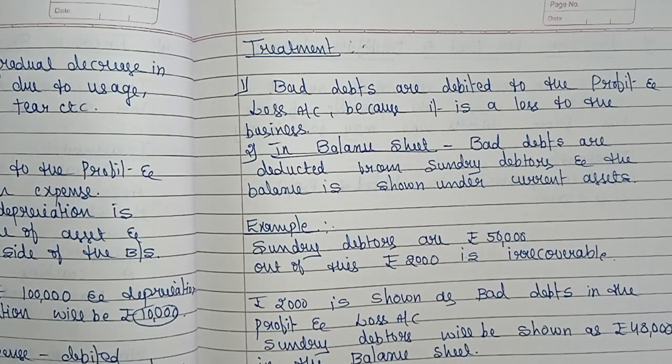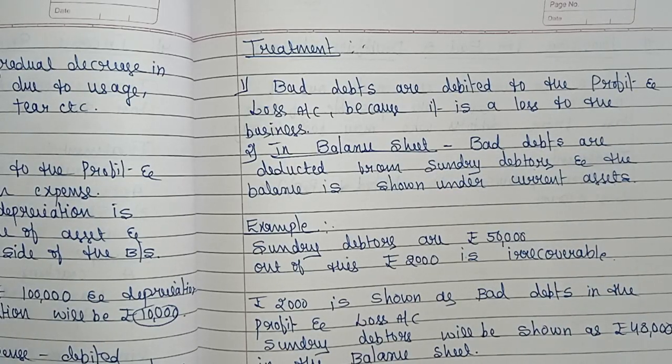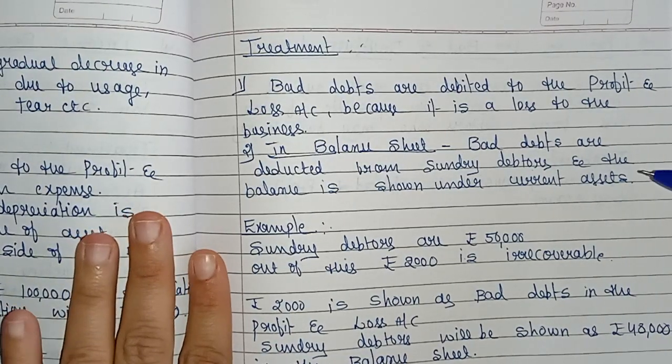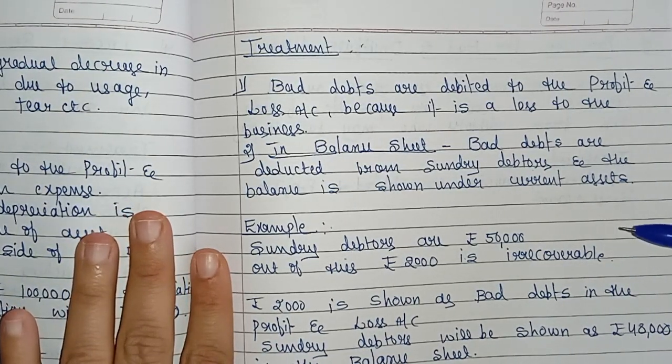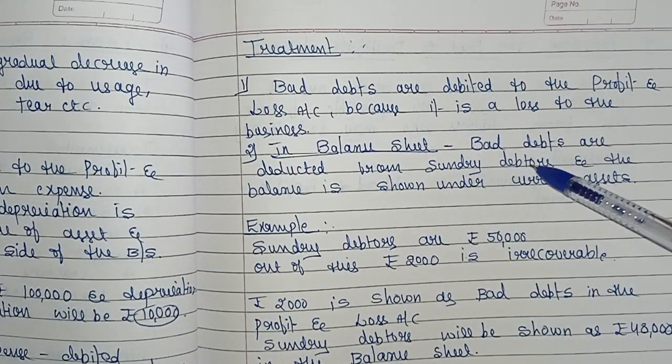But in the balance sheet, you should not directly write down the amount of bad debts. First, what we have to do is deduct the bad debts from sundry debtors, and the balance is shown under the current assets. Like depreciation, we deduct the depreciation from fixed assets in the balance sheet. Like that here also, bad debts are deducted from sundry debtors and the balance is shown under current assets. Clear? Now let's see the example.